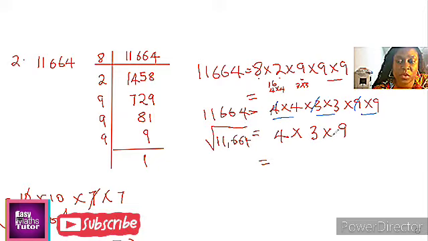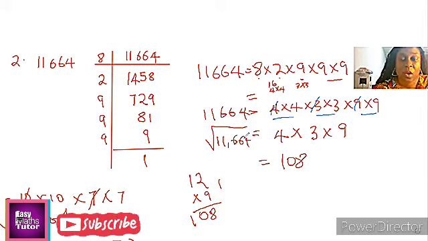4 times 3, which is 12, times 9. So we know that 12 times 9 is 9 times 2, 18, 9 times 1, 9, plus 1, 10. 108 is the square root. 108 is the square root of 11,664. So we're going quickly on to our next problem.